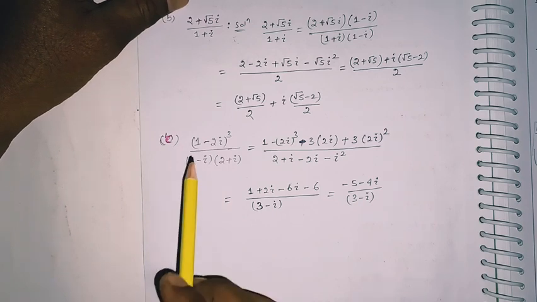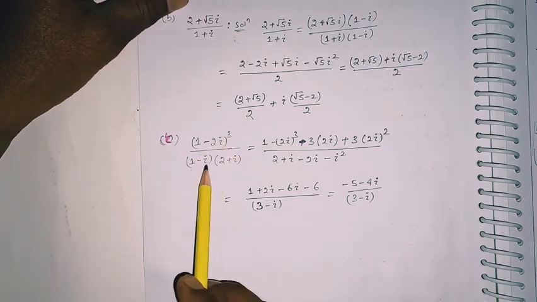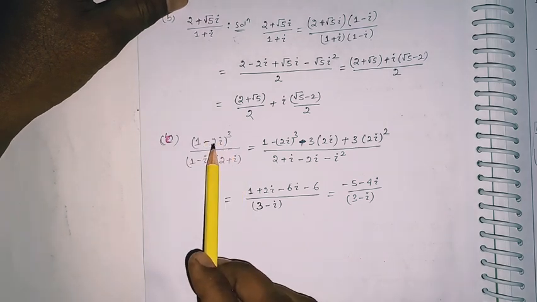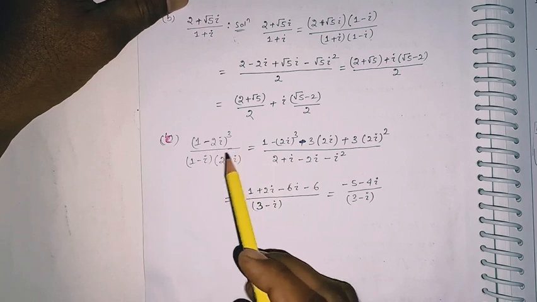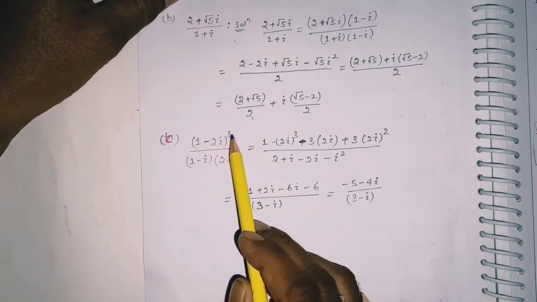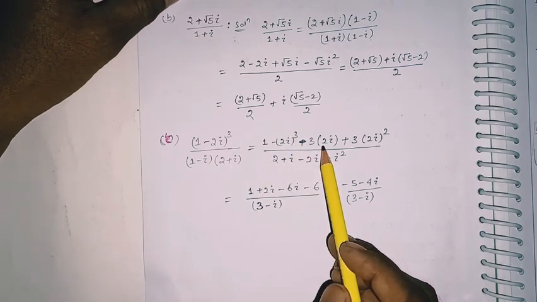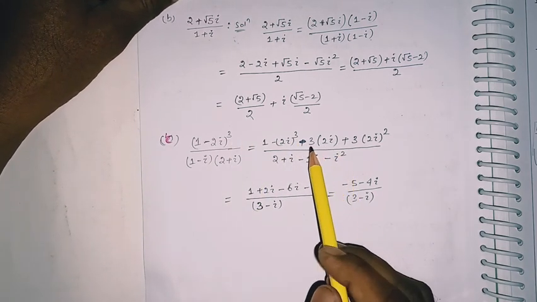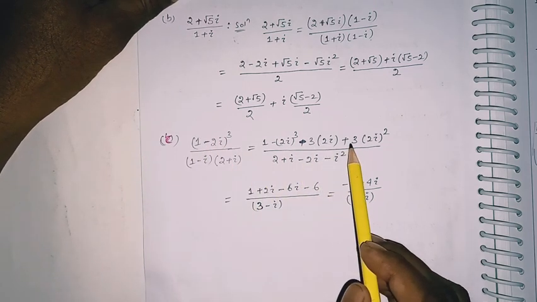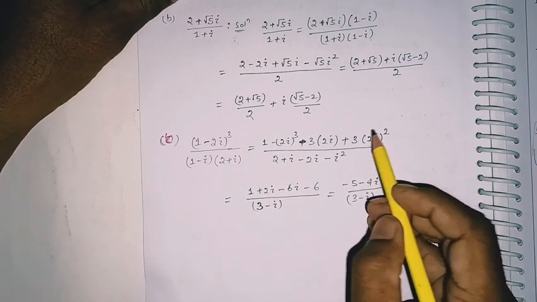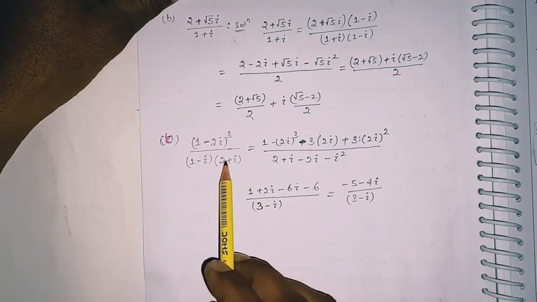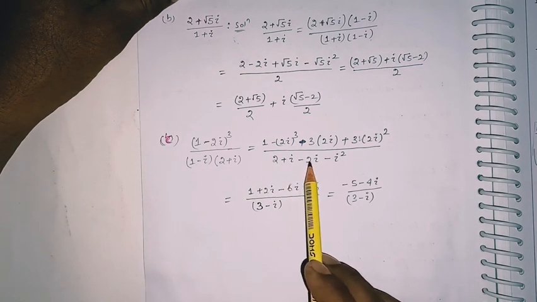Next, it has been given that 1 minus 2i to the power 3 by 1 minus i into 2 plus i. So this is in the form of a minus b whole cube, which can be written as a cube, that means 1 cube is 1, minus b cube, b cube means 2i whole cube, minus 3a square b, a square means 1 square is 1, b is 2i, plus 3ab square, 3a into b square means 2i square, whole divided by this one. You just multiply these two complex numbers, we can find 2 plus i minus 2i minus i square.